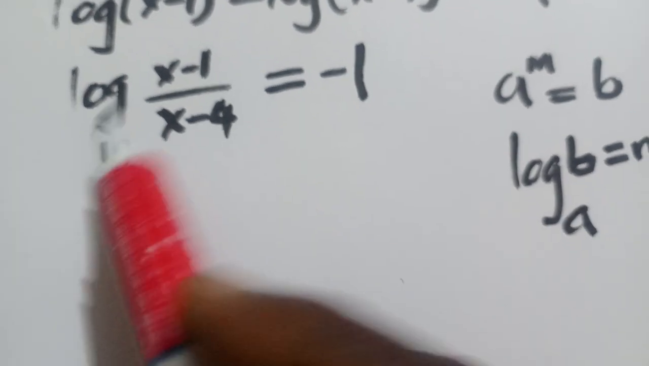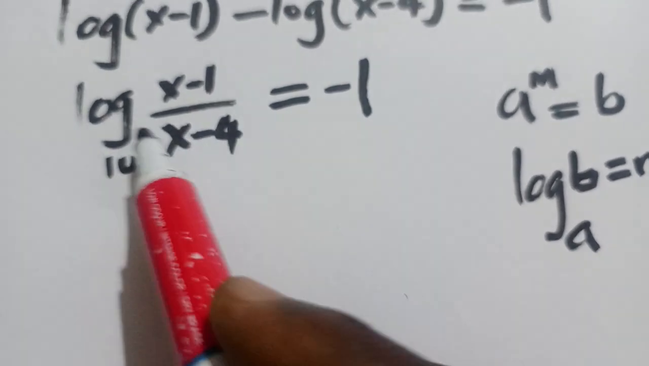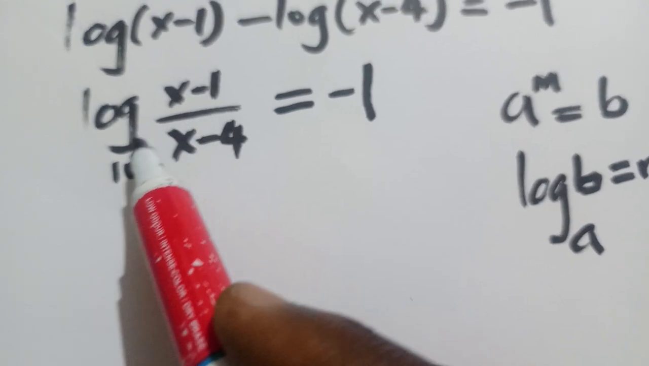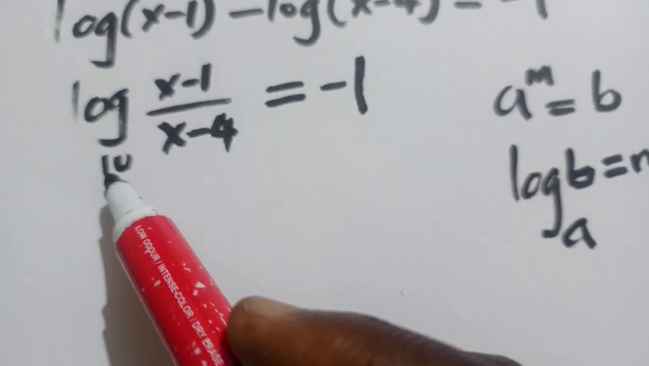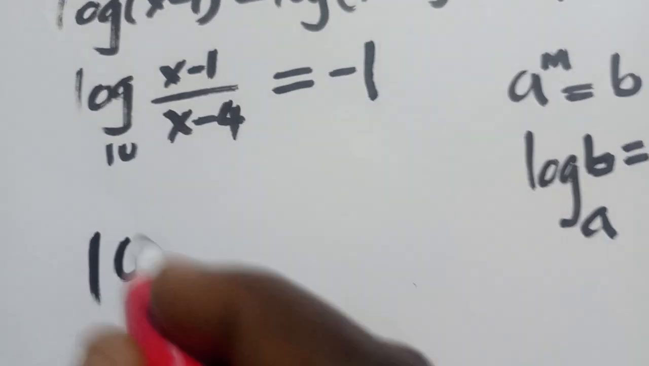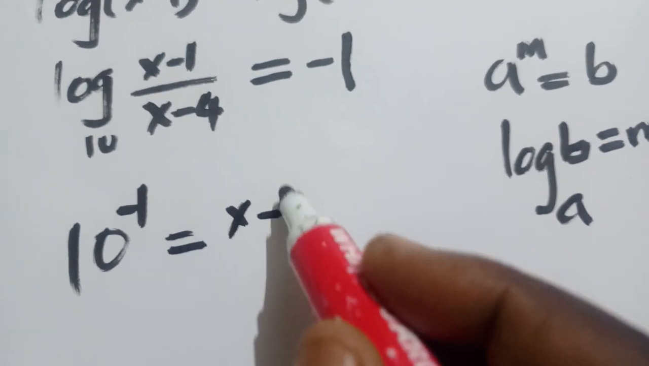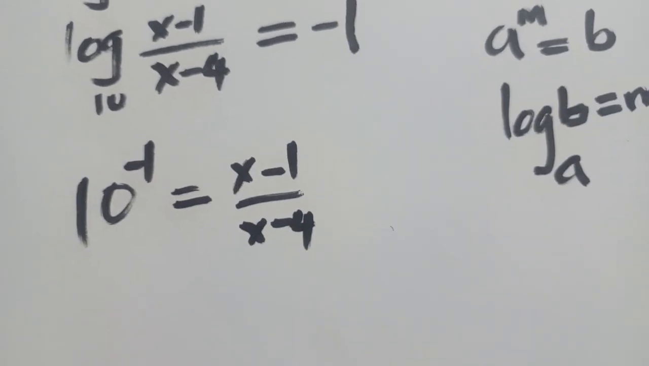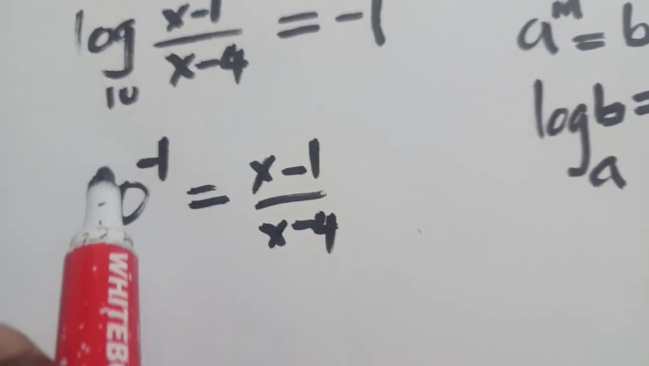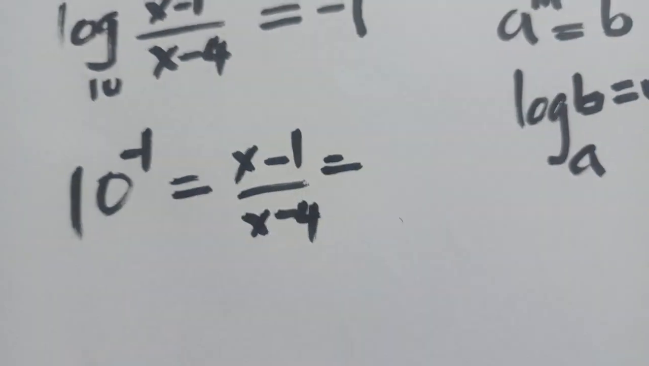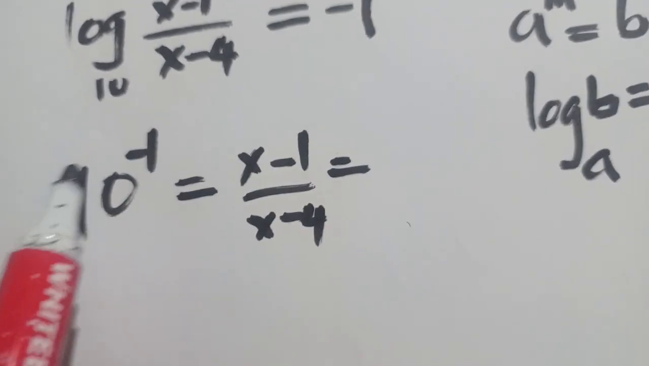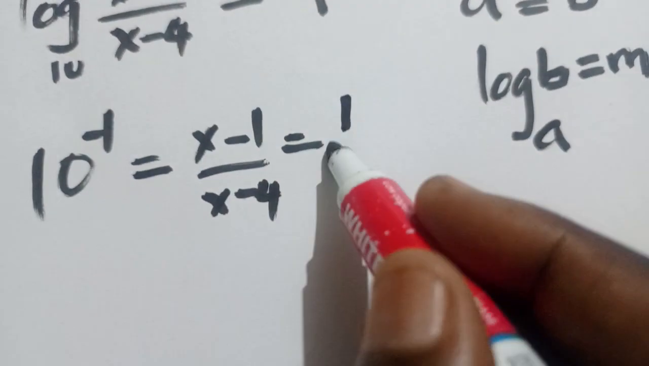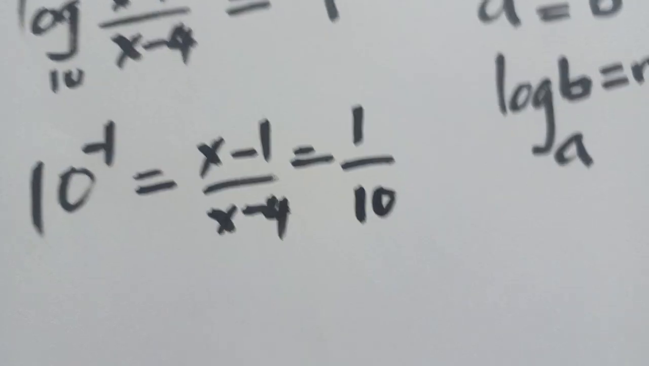So we rewrite this in index notation, because this is logarithmic notation. Index notation involves taking, as I had explained earlier, 10 raised to negative 1 is equal to (x minus 1) over (x minus 4). Now, from our knowledge of negative indices, a negative index actually means a fraction. So 10 power negative 1 is the same as 1 over 10 power 1, which is 1 over 10.